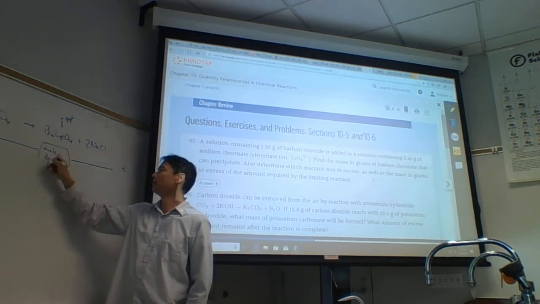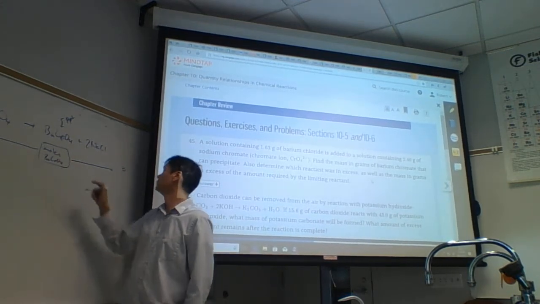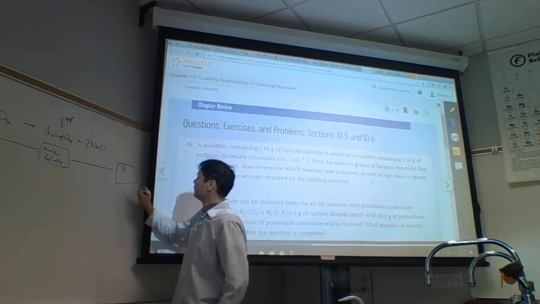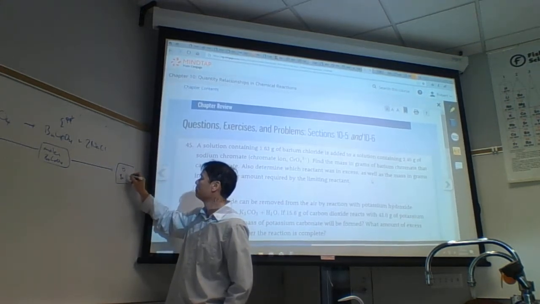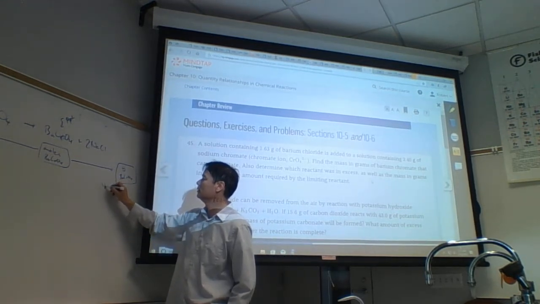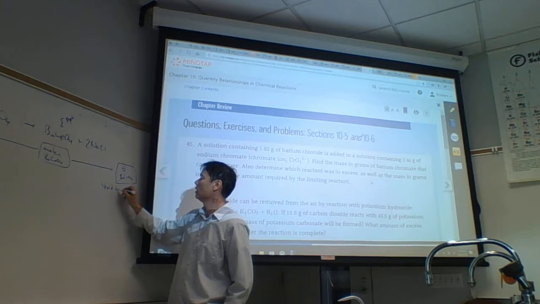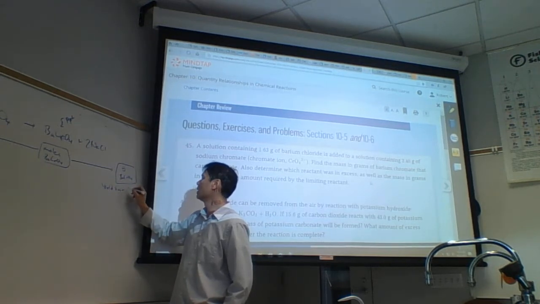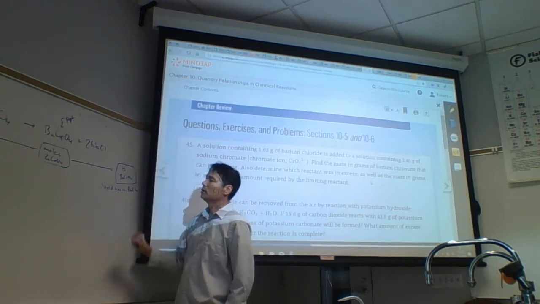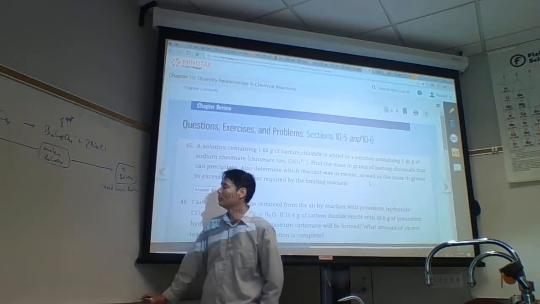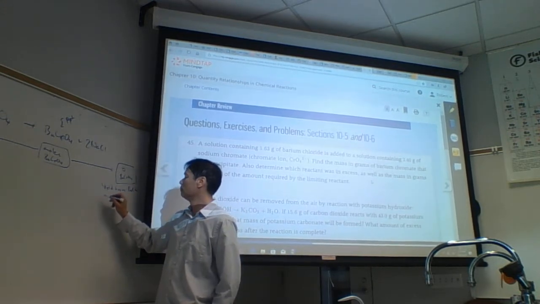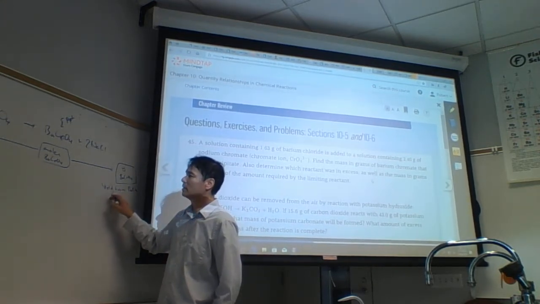So this is barium chromate. I'm running out of room here. Grams of barium chromate. And then what we call this is the yield from barium chloride, assuming we have plenty of sodium chromate to react with. Yield from barium chloride, assuming there's enough sodium chromate.